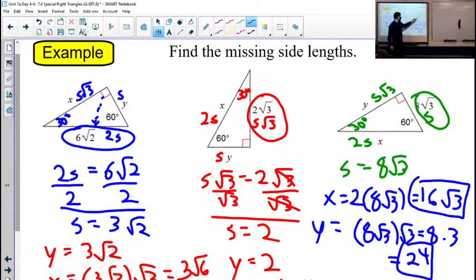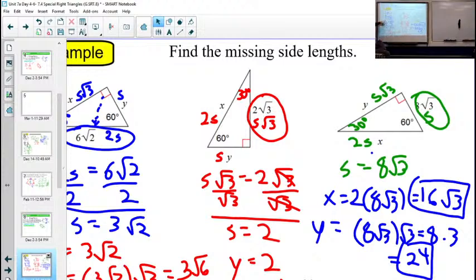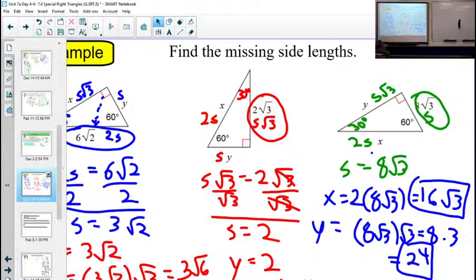So hypotenuse was double the short leg. Long leg, we multiplied it by square root of 3. And then did some simplifying with square roots. So I showed some of these as kind of shortcuts, and then some of these as this kind of longer step-by-step process. So that might depend on your comfort level with these problems and how complicated the problem is.